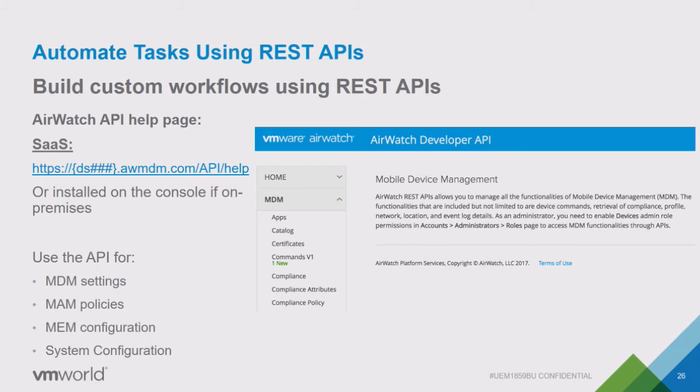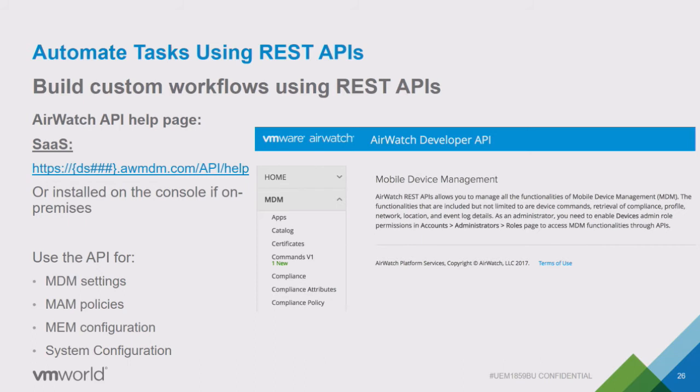From there, you've got a whole bunch of configuration items. So things like your MDM settings, your mobile email management settings, and also some of your MAM policies that you would deploy through AirWatch that you could do through the console. You can do them via the REST API. In addition, you've got things like system configuration.